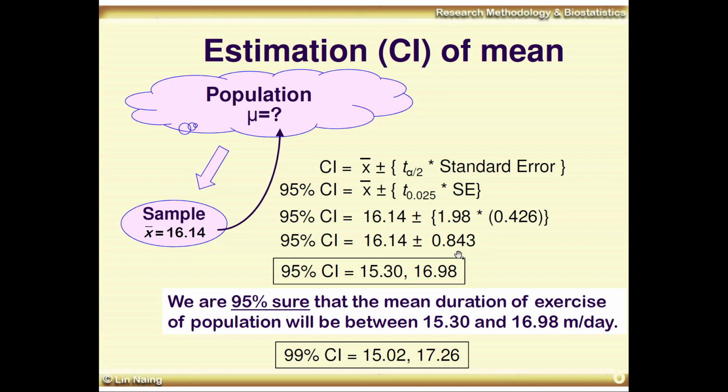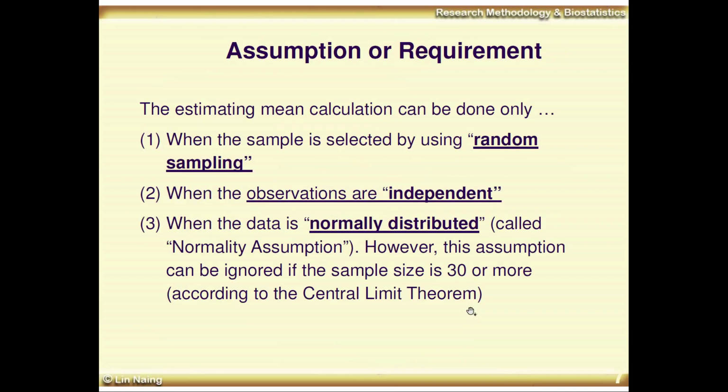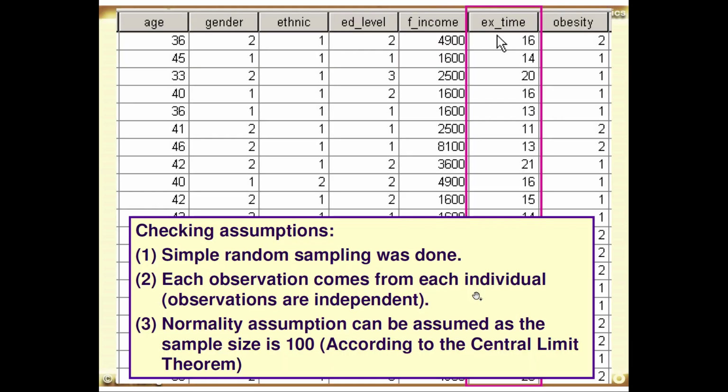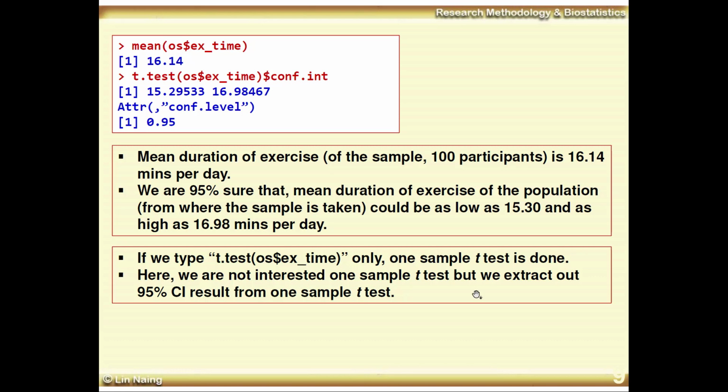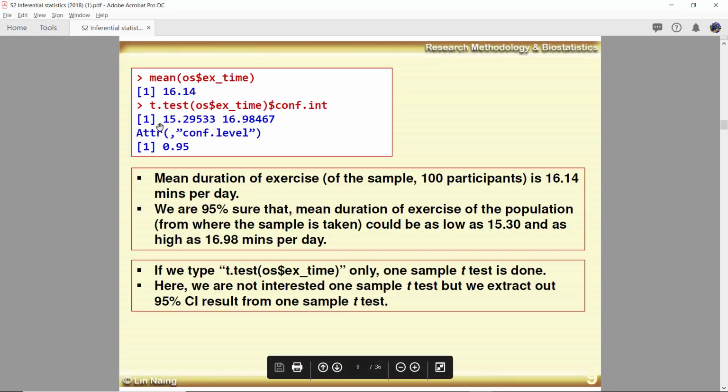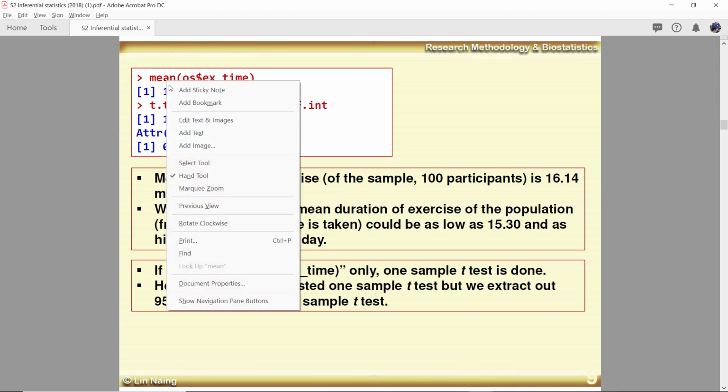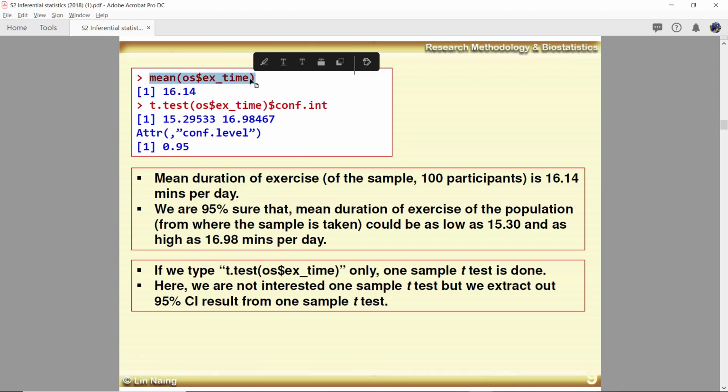Okay, so they explain what is the meaning of standard error here. So if you have to get the mean of 16.14, then you have a standard error of 0.426. Then you are 95% sure that the mean duration of exercise of the population will be between 15.3 and 16.98. Okay, so let's get the mean of the exercise time. Okay, so I'm going to press this button escape. I'm going to select tool, mean, copy.